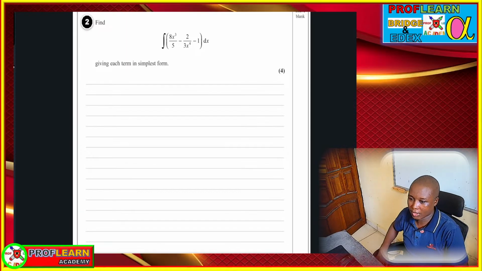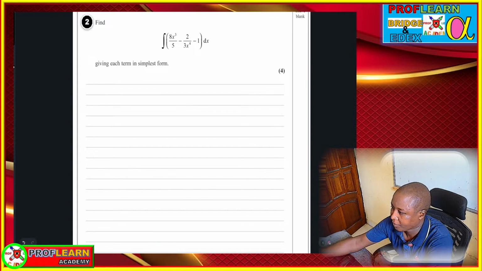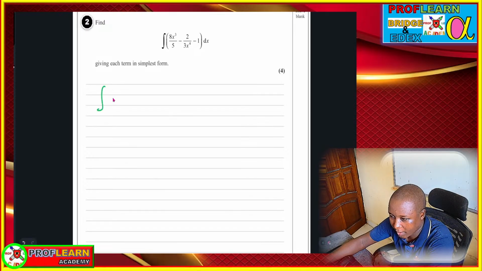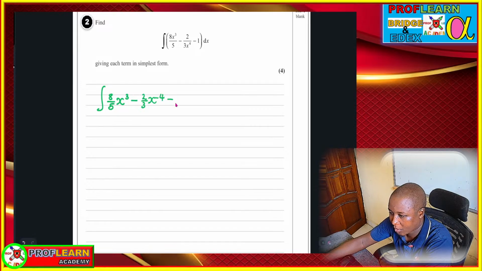So we have that integration which we are supposed to work out, and here the first thing of course you need to do is to rearrange these equations so that we can integrate. So we're having 8 over 5 x to the power 3 minus 2 over 3 x raised to the power negative 4 minus 1, and we're integrating with respect to x.